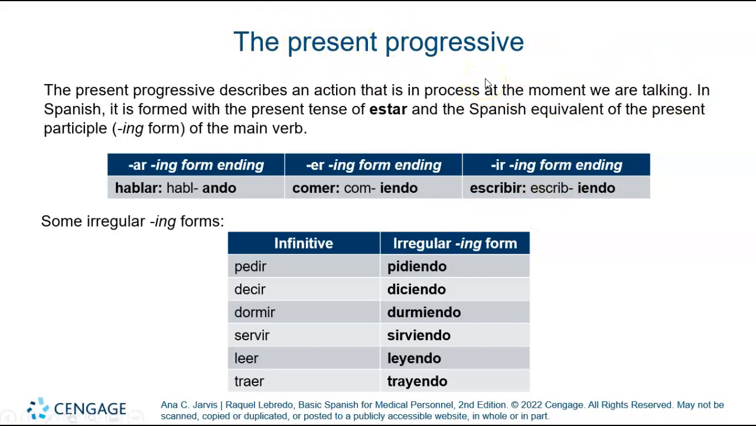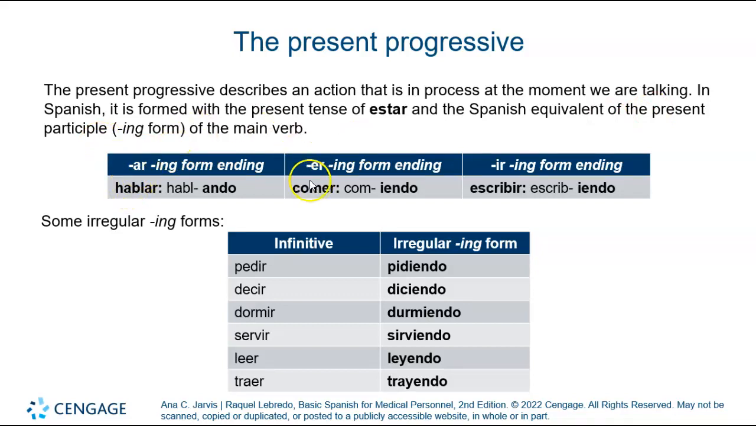El presente progresivo. And the way you form it is by first, really important, it is formed with the verb estar. Okay, let's see if we can highlight that. You want to take the verb estar in Spanish, and then you use what we call a present participle. Okay, you have to make the present participle.